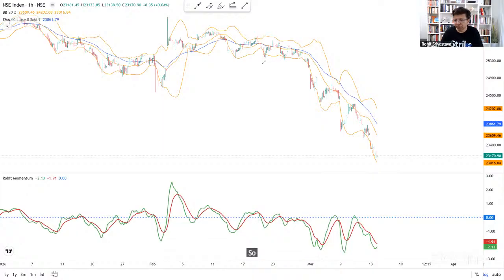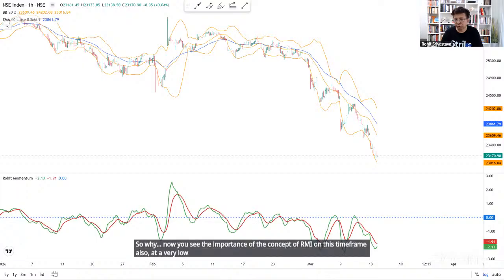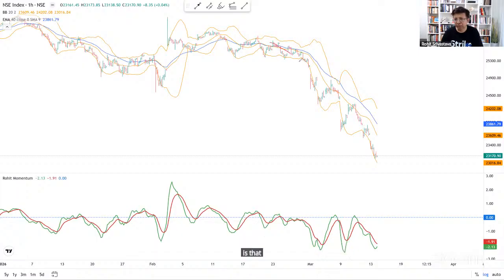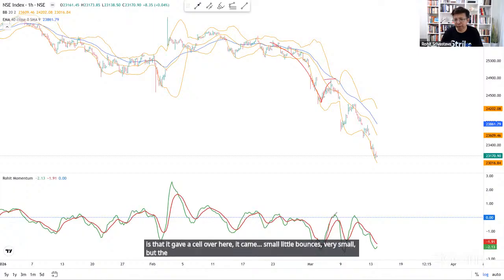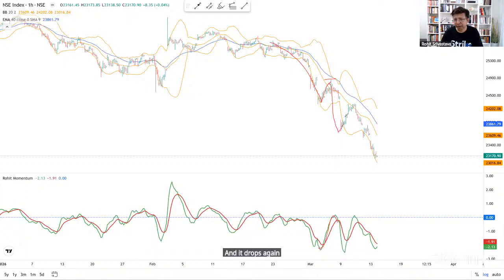So now you see the importance of the concept of RMI on this time frame, a very low time frame for short-term traders. It gave a sell over here. A little bounce, very small, but the RMI comes back to zero and it gives another sell signal. And it drops again, and then it comes back to zero, gives another sell signal, and it's dropped again for an entire week, almost 1,000 points. Almost 1,000 points on this signal. So it's rinse and repeat when you're in this kind of a free-fall environment.